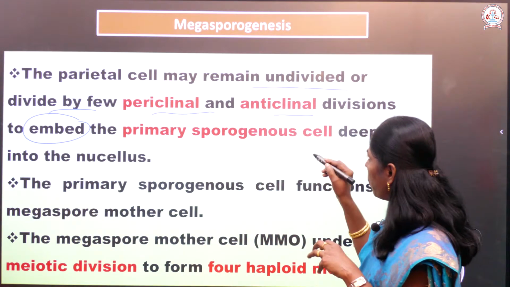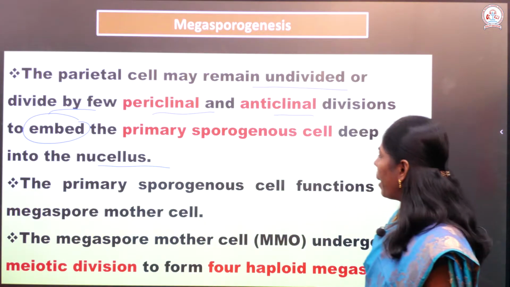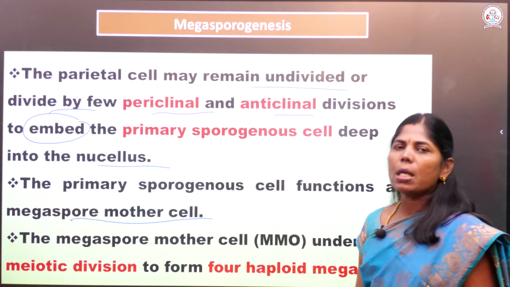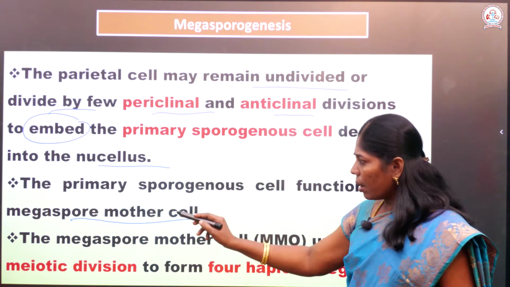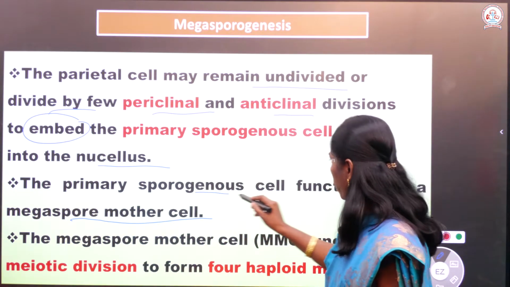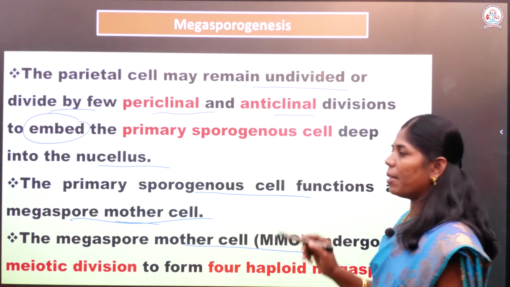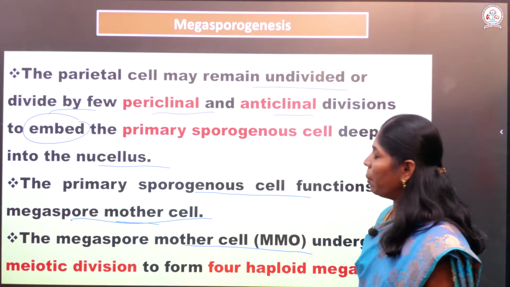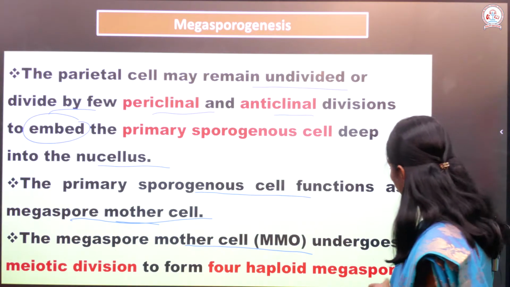The primary sporogenous cells impart, meaning they fix firmly in the nucellus. The primary sporogenous cells function as the megaspore mother cell. From the megaspore mother cell, 4 haploid megaspores are formed. That is, it undergoes meiotic division to form 4 haploid megaspores.